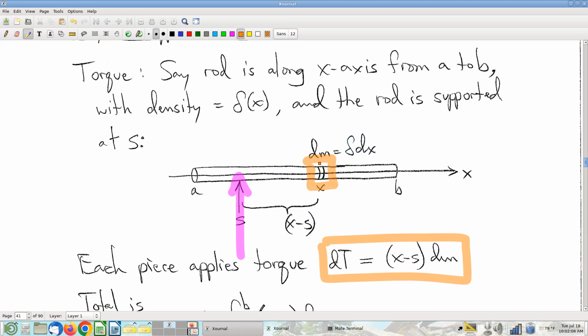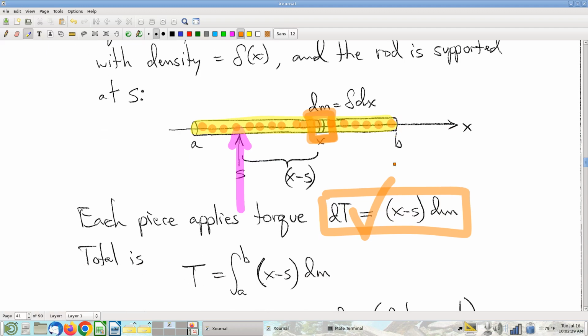Now, harder question. What is the total amount of torque over the entire rod? I've got this one-dimensional metal rod here, and this little piece of mass is providing that amount of torque, but there's a bunch of other little pieces of mass. And so, I just add those up.